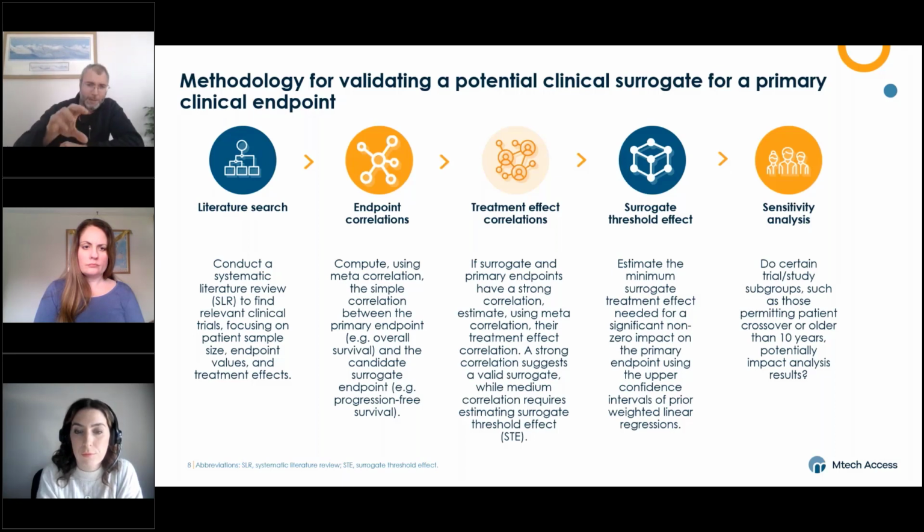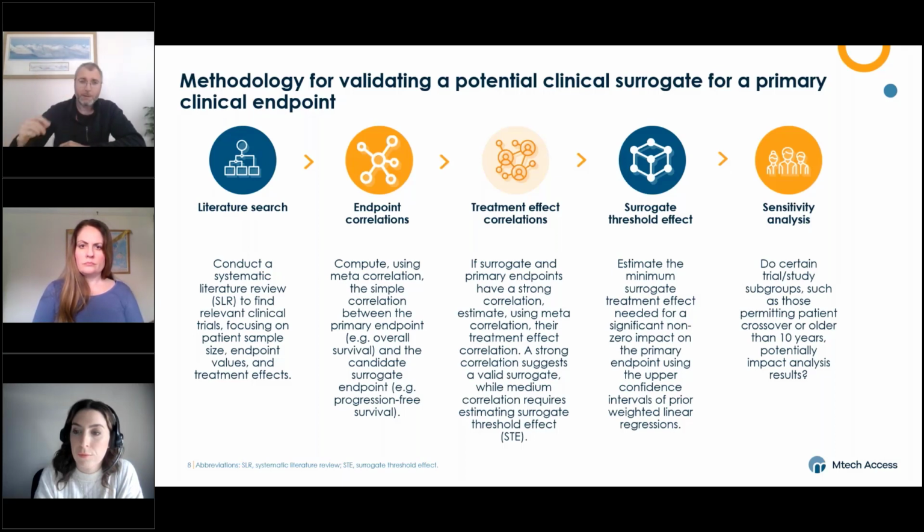Now, if that step gives us a strong endpoint correlation, then we progress on to what we would call the treatment effect correlation. So this is the same sort of principle, but instead of taking data from our SLR extraction templates, which is arm level focused, which will give us endpoint specific values, we're actually interested instead in the trial effect data that's taken from those. So if we take the trial effect data from each of these studies and plot those, just as we did for the arm level data, we can see the treatment effect on the surrogate and the treatment effect on the true endpoint.